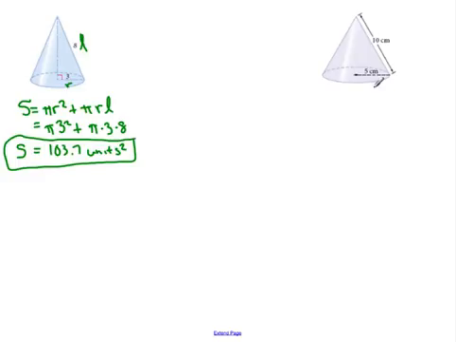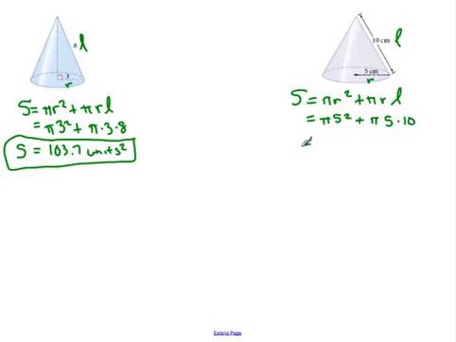Next, for this cone, again, it does give us the radius, but we have to be careful because sometimes it'll give us the diameter. Surface area equals pi r squared plus pi rl. Our lateral height, or our slant height, is 10. We'll substitute in. That's pi times 5 squared plus pi times 5 times 10.